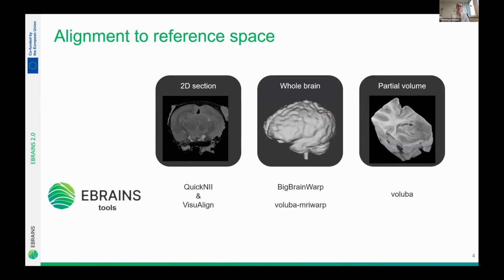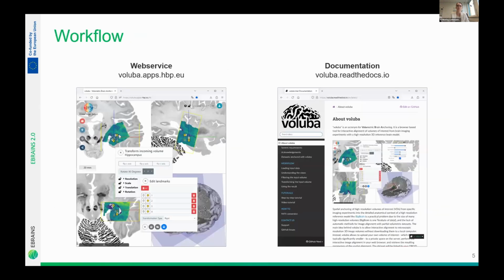Just in general, there are a few tools in EBRAINS that you can use to anchor image data to the atlases, but we are focusing on Voluba today, which is especially optimized for high-resolution, large partial volumes.